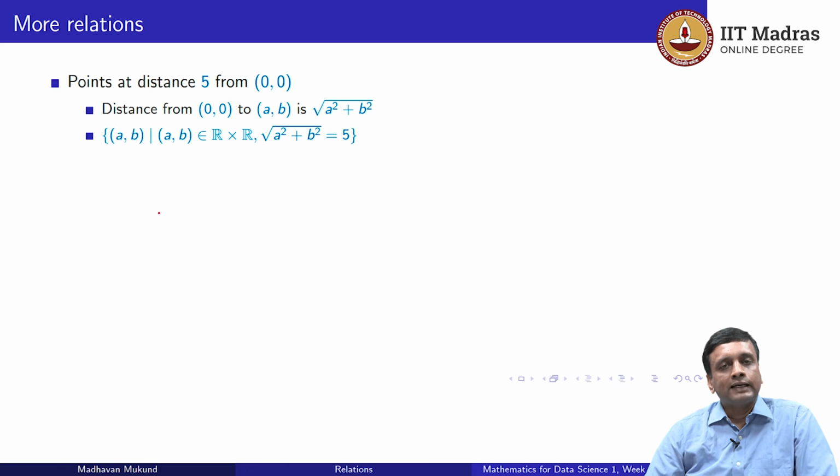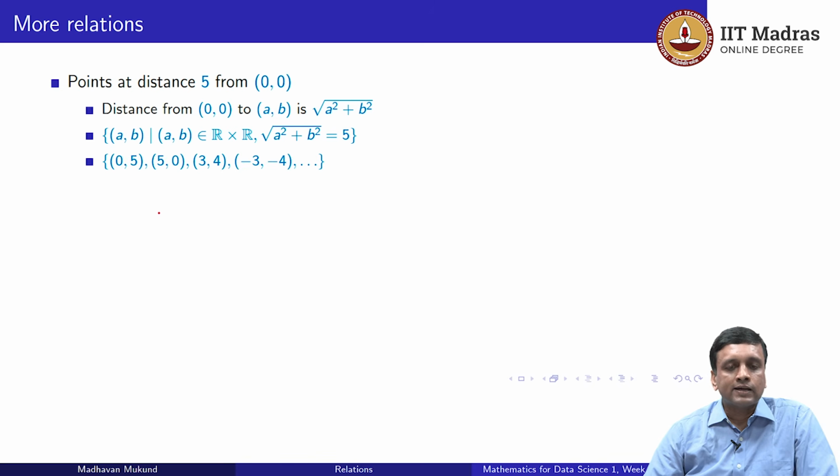So in other words, the relation we are looking for in this case is all A comma B whose distance from 0 comma 0 is 5. So all A comma B in R cross R such that the square root of A squared plus B squared is equal to 5. So here are some of the points: 0 comma 5. For instance, you can see 0 comma 5 is there because the sum is 0 plus 25 and the square root of that is 5. 3 comma 4 is there because 3 squared is 9, 4 squared is 16, 9 plus 16 is 25, square root of 25 is again 5.